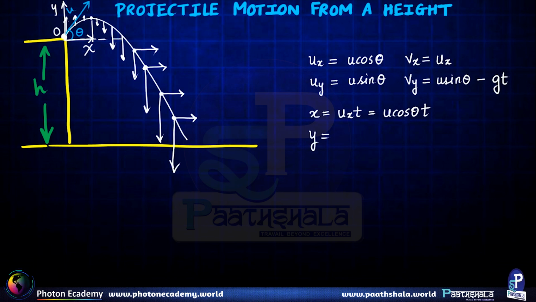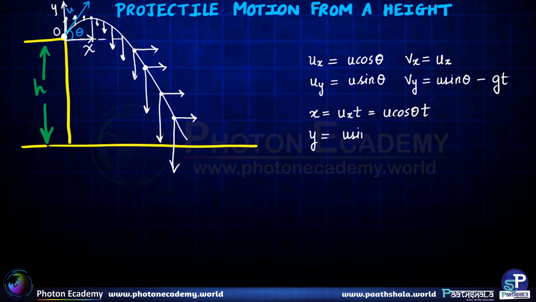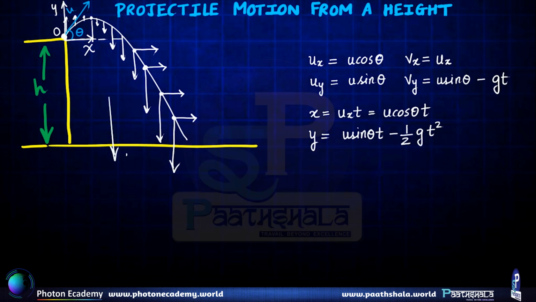The y coordinate will be given as u sin theta t minus half g t square. The original kinematical formula is s is equal to ut plus half at square. Here the value of a happens to be minus g because there is acceleration due to gravity acting in the negative y direction. So now, based upon these equations, we can find out a certain specific number of things.